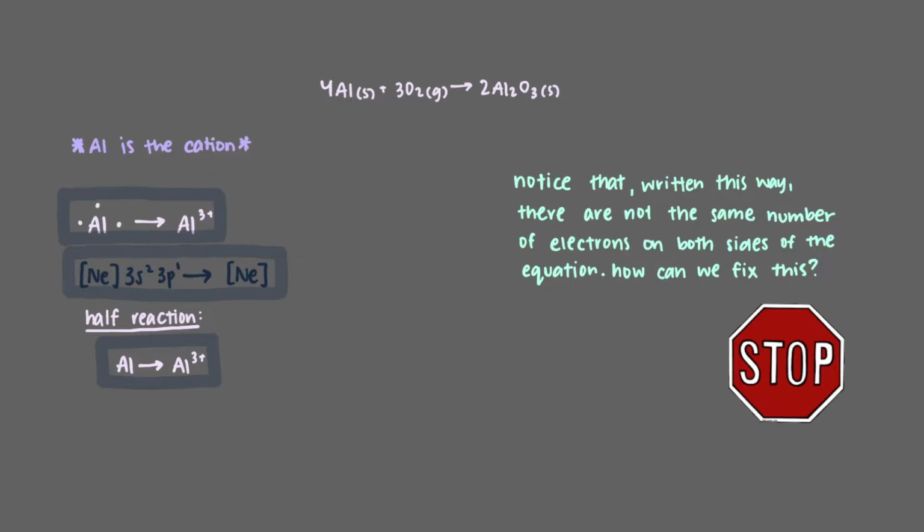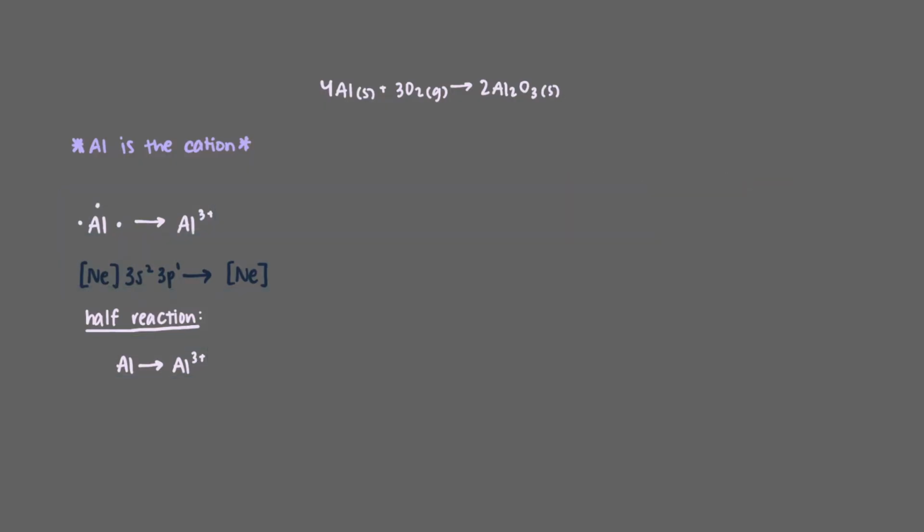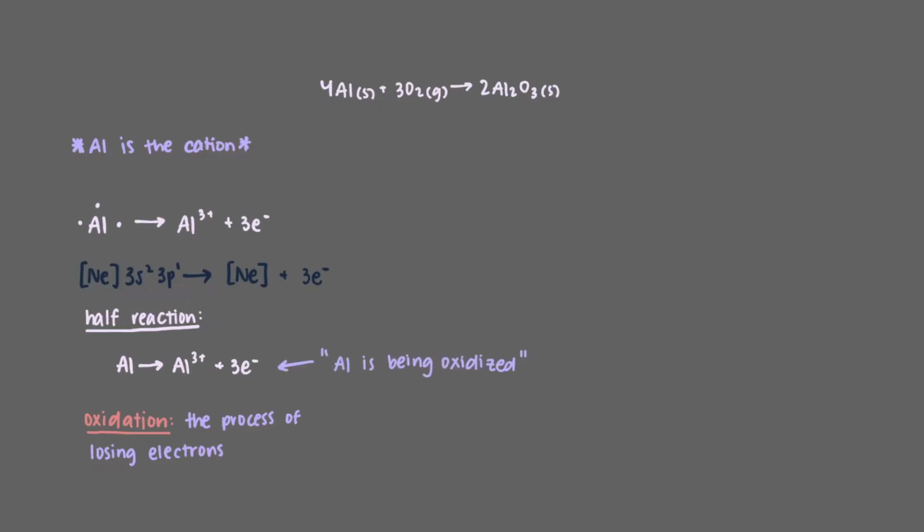Notice that, written this way, there are not the same number of electrons on both sides of the equation. How can we fix this? As it's written now, the equation is not balanced with respect to the electrons on each side. If we were to draw the Lewis structures for both species, we see that the aluminum on the reactant side loses 3 electrons. We must therefore write these electrons on the product side, the right side, to have a balanced half reaction. We call this process, that of losing electrons, oxidation. In this case, the aluminum is being oxidized to aluminum 3+ because it loses electrons.